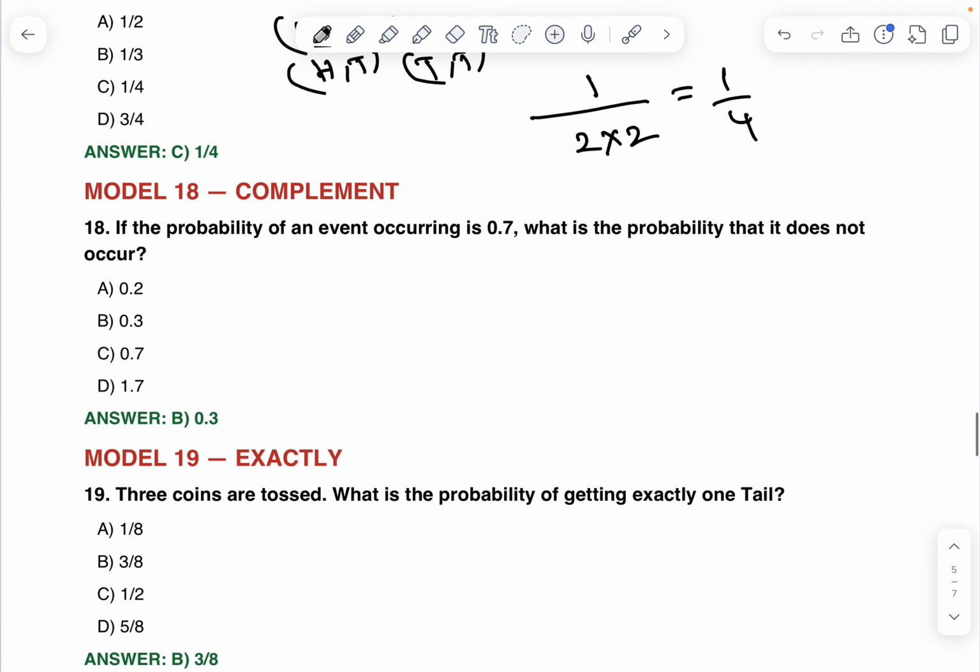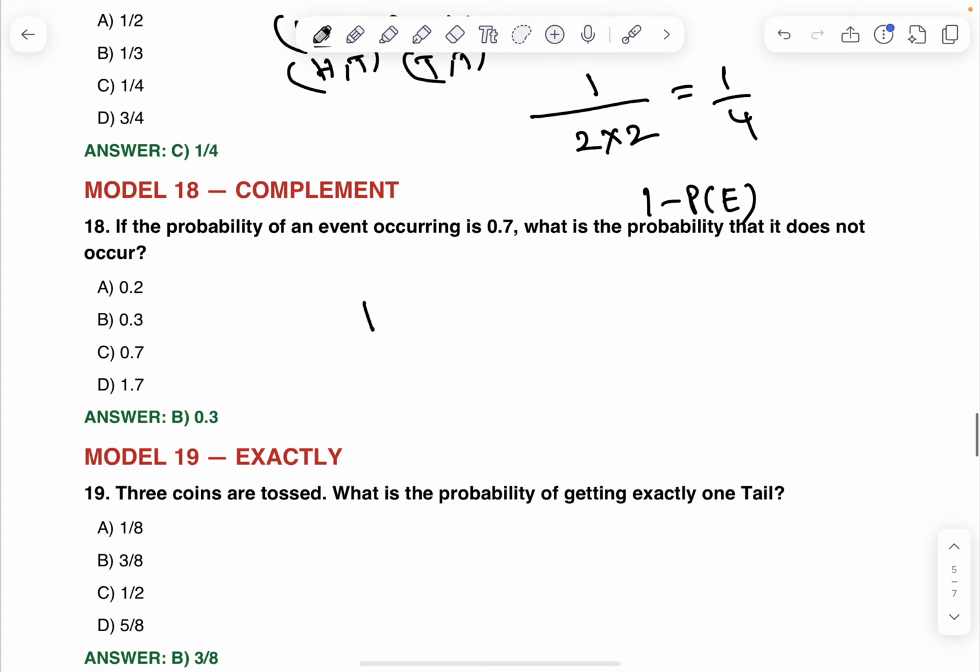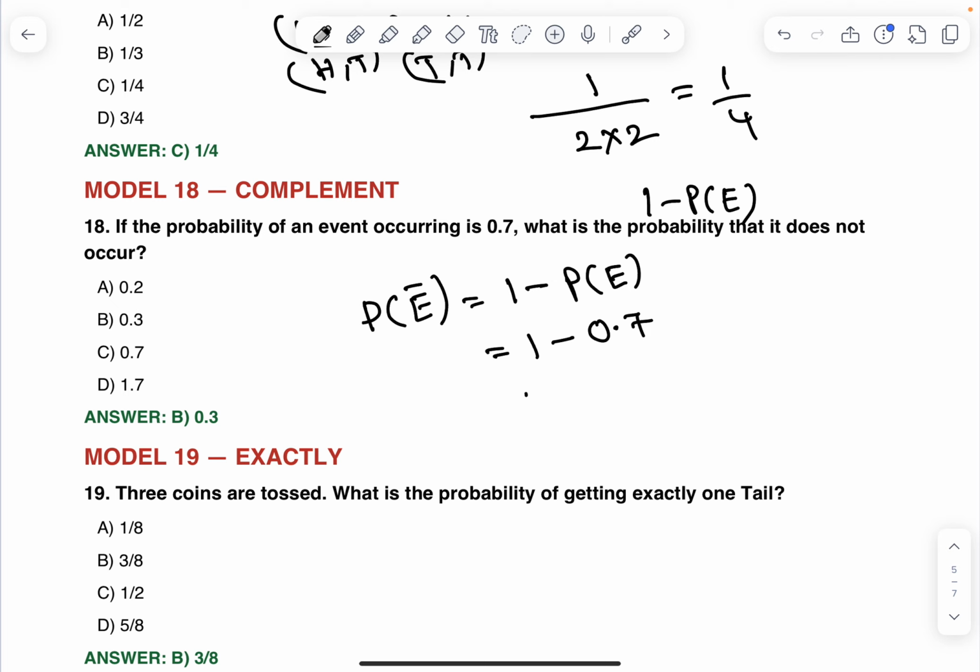Next, complement. What is complement? 1 minus P of E. If the probability of an event occurring is 0.7, what is the probability that it does not occur? Formula: P of E bar is equal to 1 minus P of E. That is equal to 1 minus 0.7. That is equal to 0.3. This is the answer.